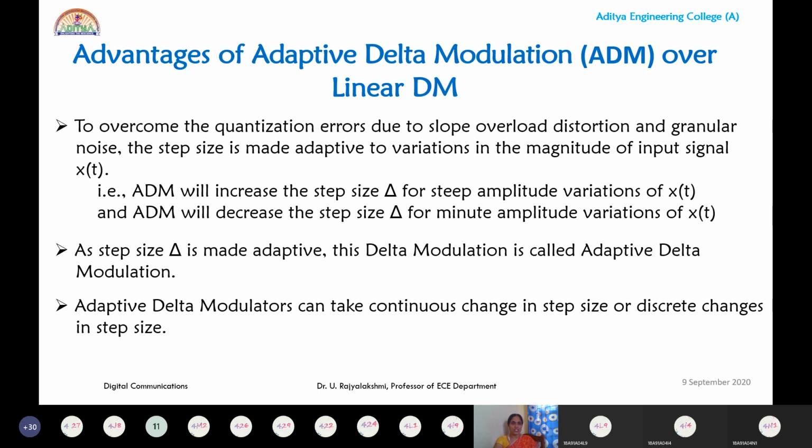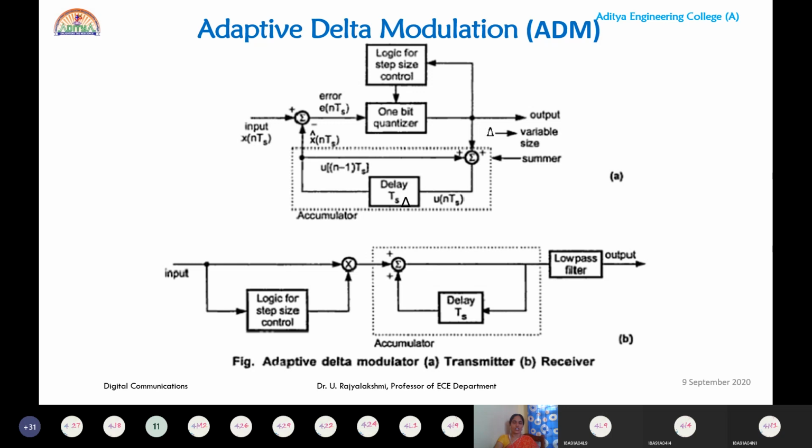Let us see the transmitter and receiving circuits of adaptive delta modulation. Please observe the transmitter circuit. The first figure shows the transmitter circuit of adaptive delta modulation, and the second figure shows the receiving section. Now, can any one of you tell me what is the additional block used here other than the delta modulation circuit? What is the extra block added here other than the traditional delta modulation circuit?